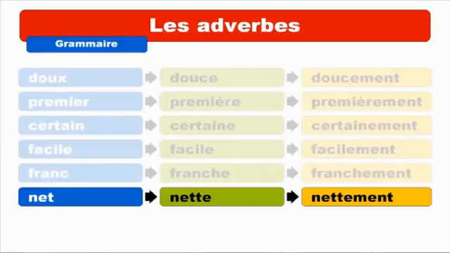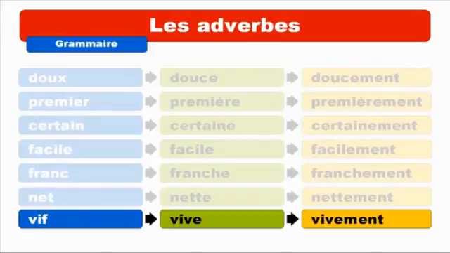Net, repeat, net. It's quite interesting because the feminine form is written in a different way, but it's pronounced the same way, so it's net. Repeat. Net. And then the adverb gives you the pronunciation nettement. Repeat. Nettement. And then we've got vif. Repeat. Vif. Feminine form is vive. Repeat. Vive.